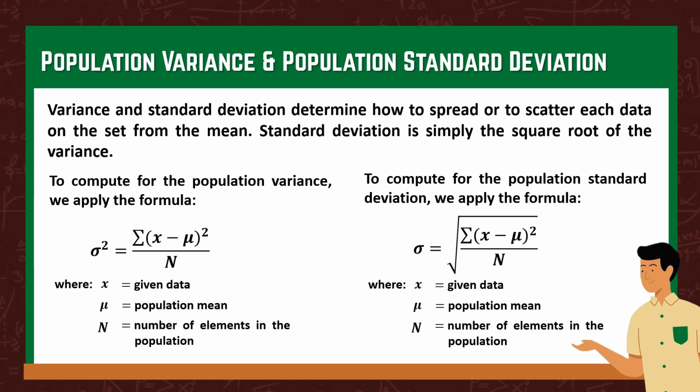To compute for the population standard deviation, we apply the formula σ equals the square root of the summation of (x minus μ)² divided by N, where x is the given data, μ is the population mean, and N is the number of elements in the population. As you can see, we simply take the square root of the variance to find the standard deviation.